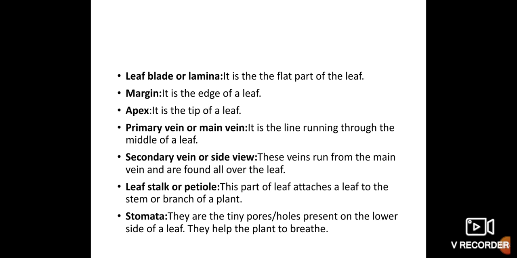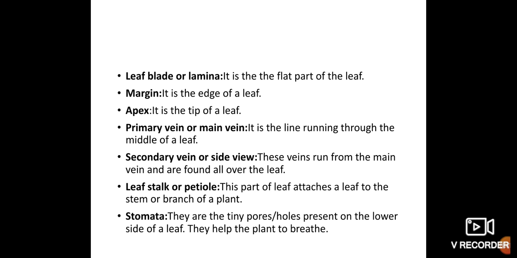The edge of a leaf is known as the margin. Some leaves have smooth edges while some have rough edges. Next comes the apex. It is the tip of the leaf. Then comes the primary vein or main vein. We also call it the midrib. It is the line running through the middle of a leaf.